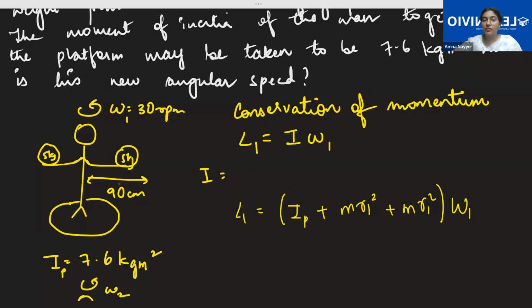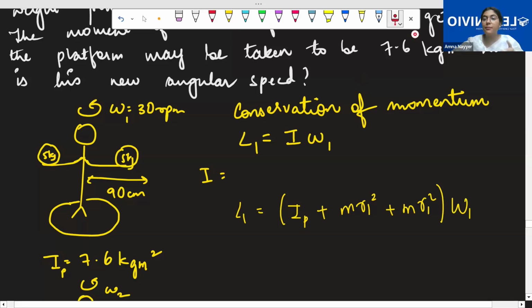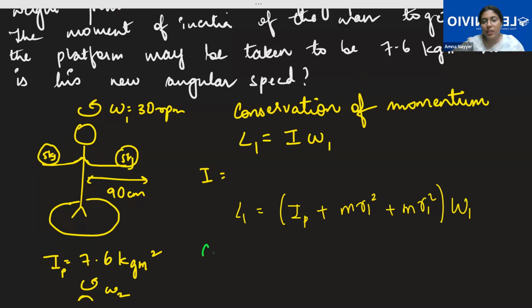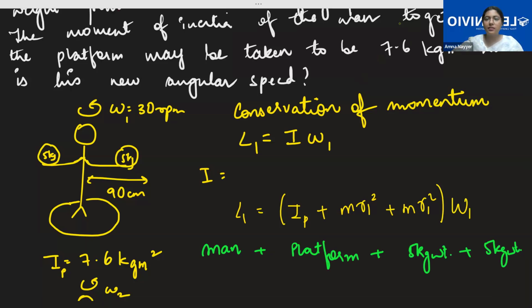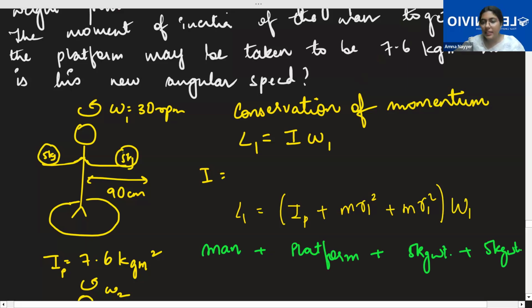We will not have one single moment of inertia, because see what is there in your system. Just identify the things that are present in your system. You have man plus platform plus this 5 kg weight plus one more 5 kg weight. 4 things are there. I'll remove this one. 5 kg weight plus 5 kg weight. Okay, so moment of inertia will be man plus platform. See, it's given to us.